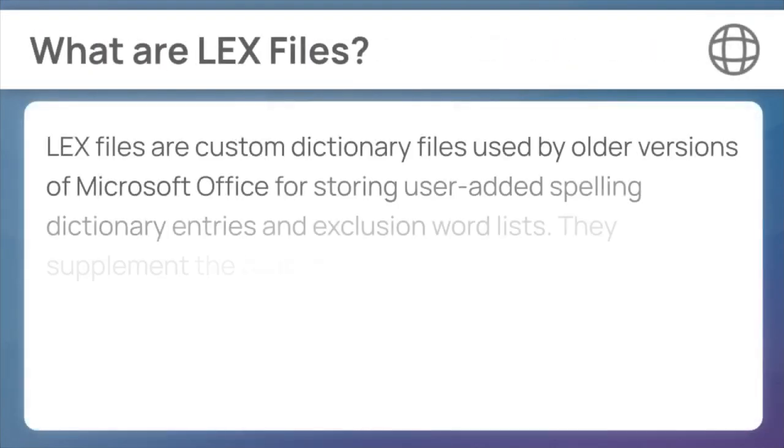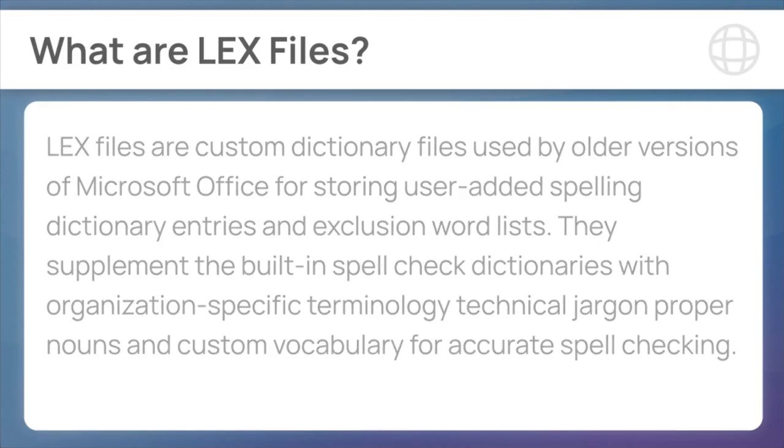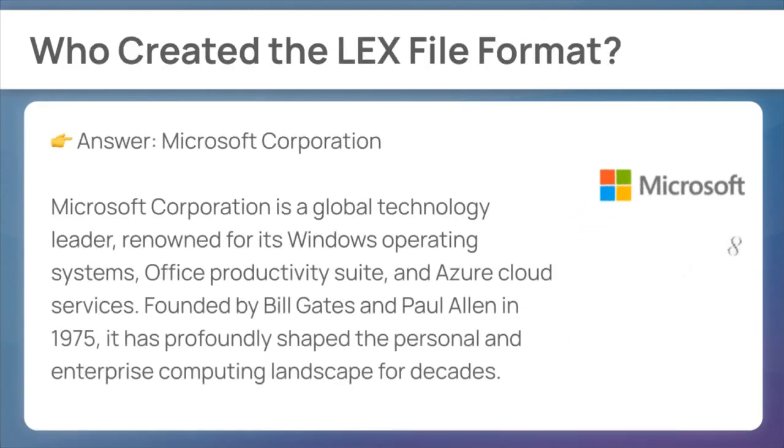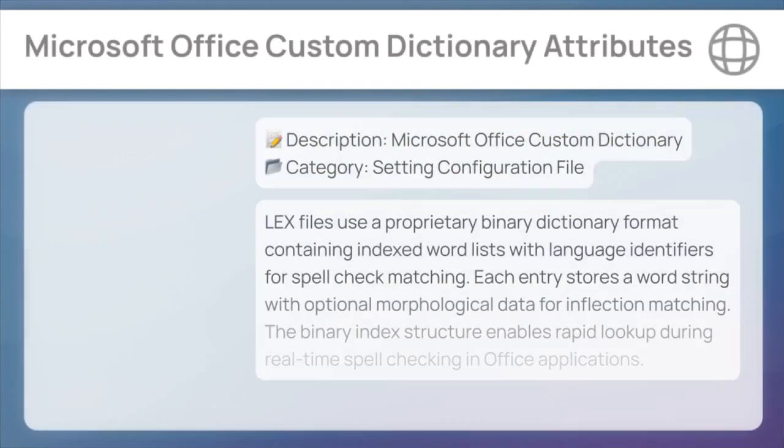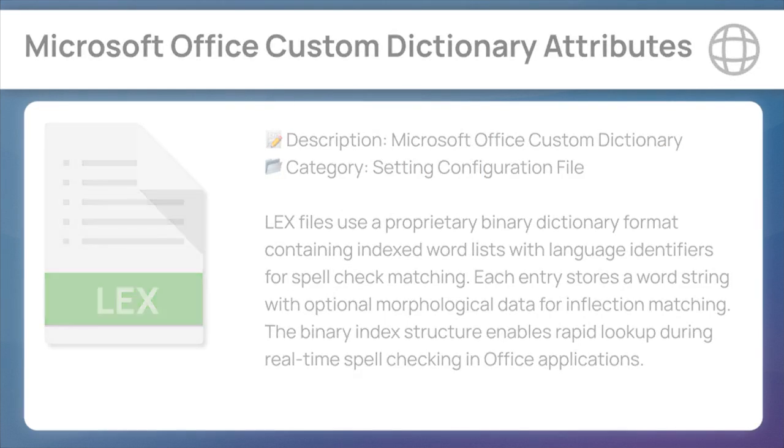LEX files are custom dictionary files used by older versions of Microsoft Office for storing user-added spelling, dictionary entries, and exclusion word lists. They supplement the built-in spell check dictionaries with organization-specific terminology, technical jargon, proper nouns, and custom vocabulary for accurate spell checking. LEX files use a proprietary binary dictionary format containing indexed word lists with language identifiers for spell check matching. Each entry stores a word string with optional morphological data for inflection matching. The binary index structure enables rapid lookup during real-time spell checking in Office applications.